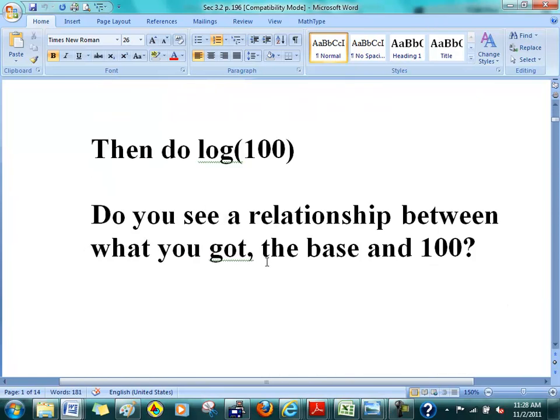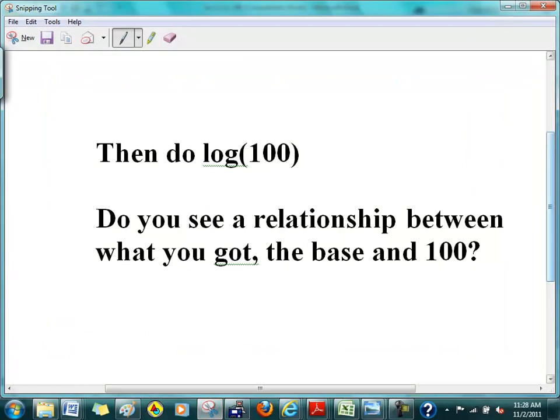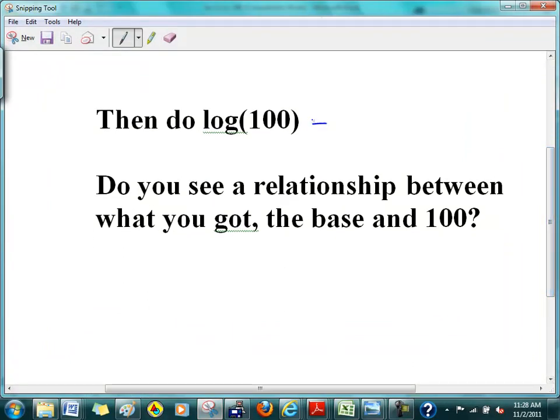Okay, go do this problem here then. Do log 100. What do you get, Nathan? 2. And if you did 1,000, what do you think you'll get? Okay. From here, you guys see that 10 to the power of 2 is equal to 100?